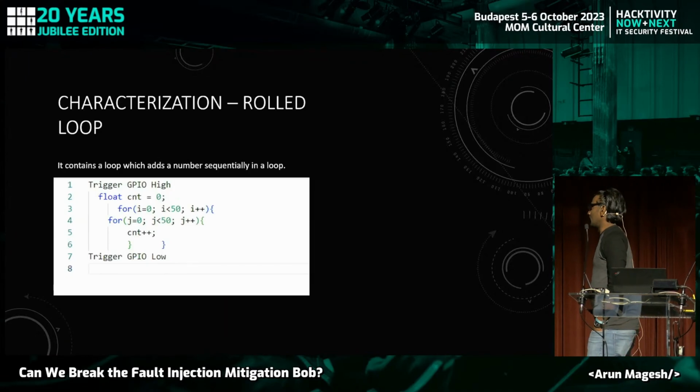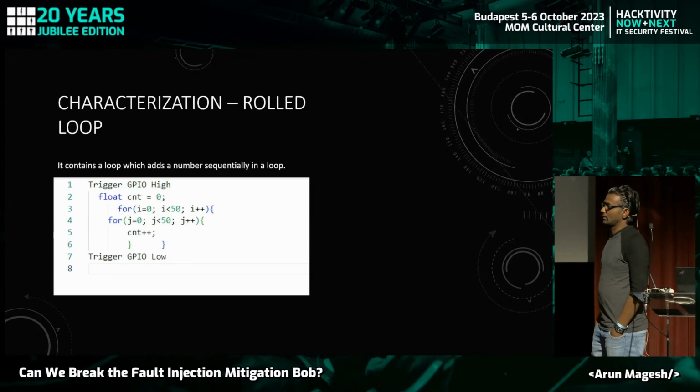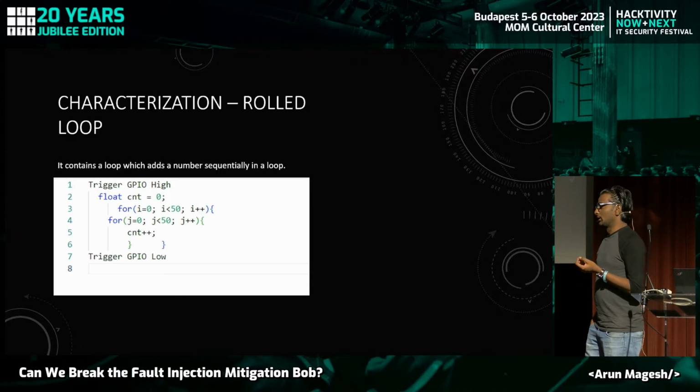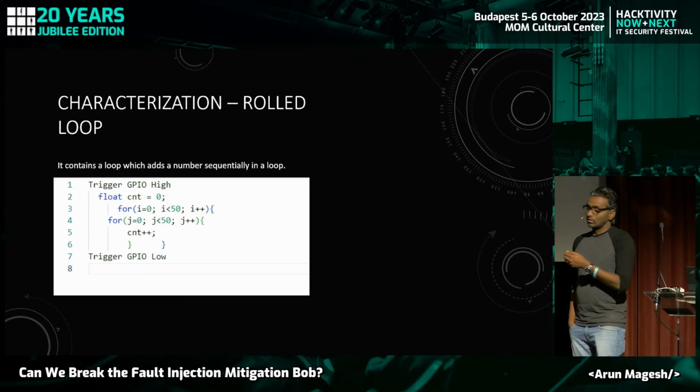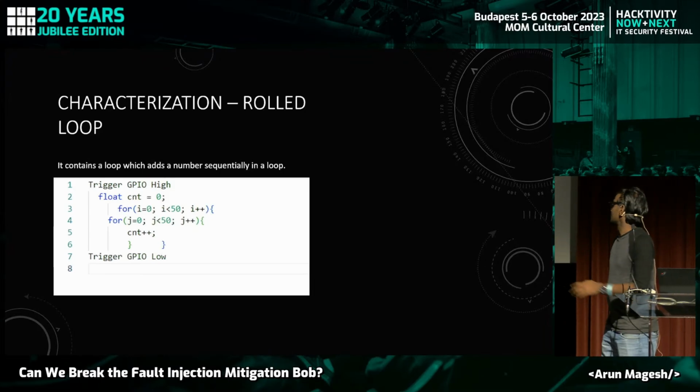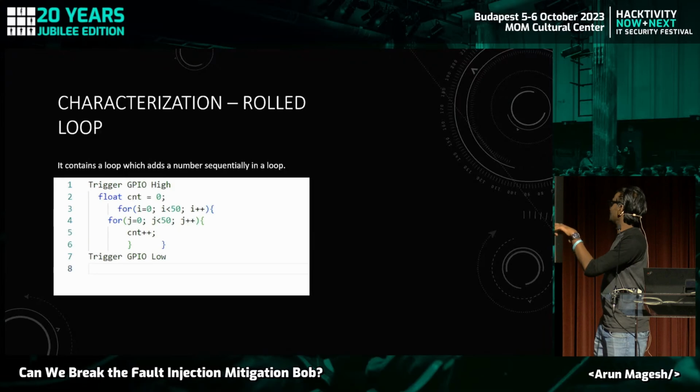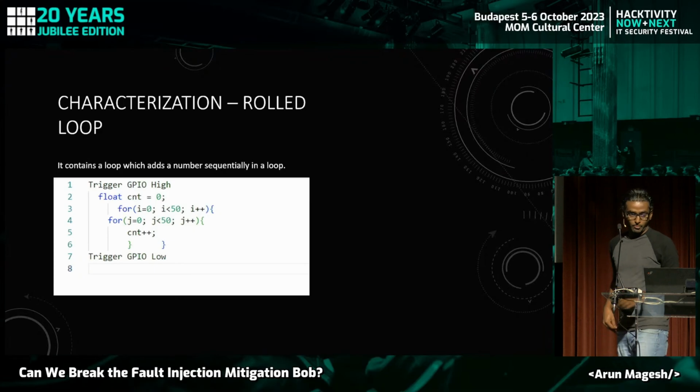So how do we do that? We have something called characterization. This is where we find those parameters, and it will be unique for each setup, each configuration, and each chip as well. It's a simple loop. If we are counting 50 twice, the output will be 2500, and it runs between the trigger going high and low.